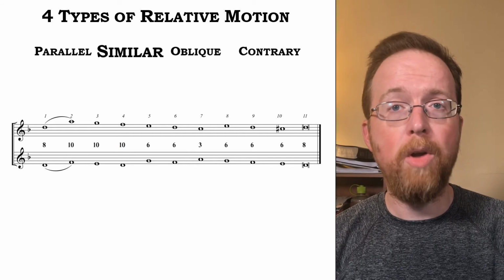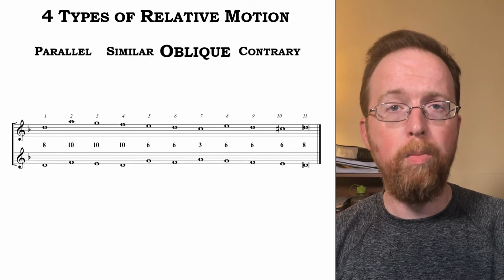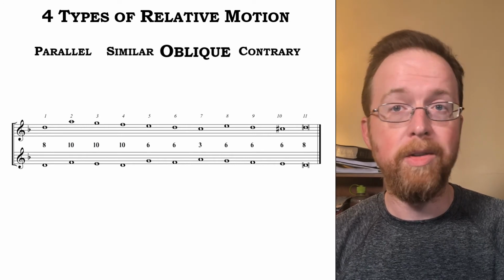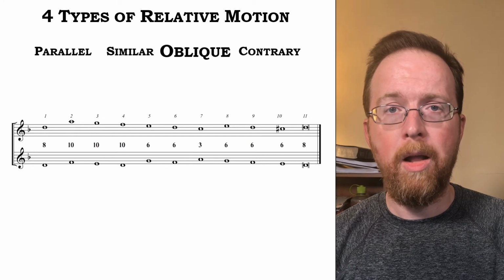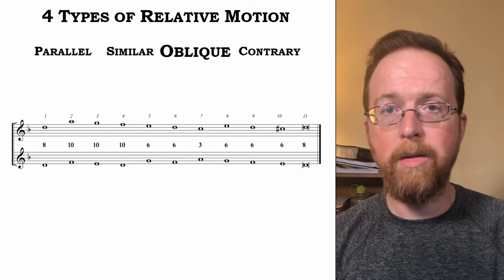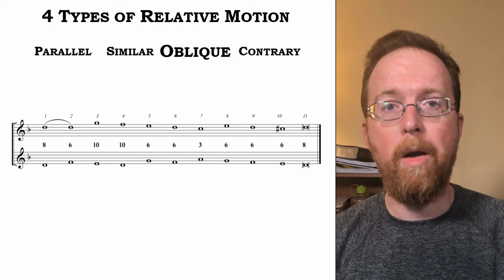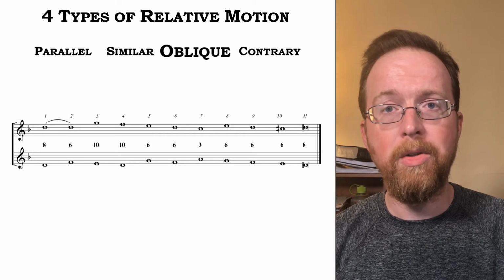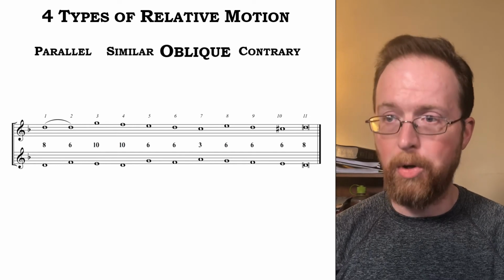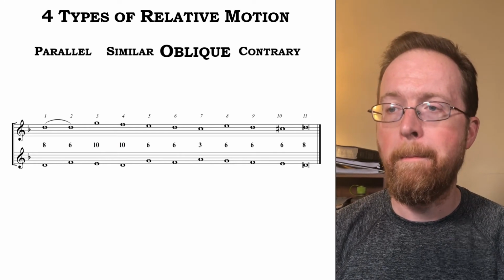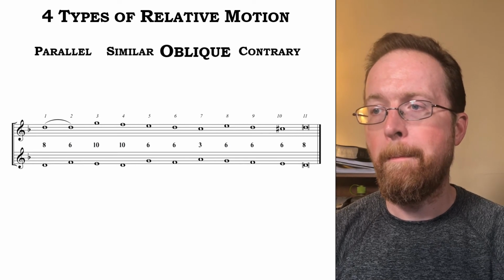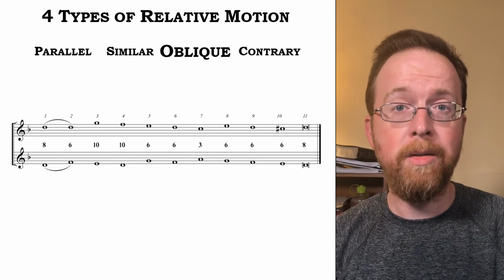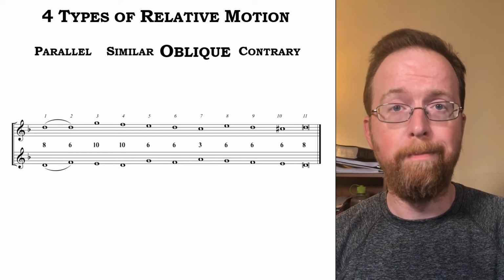The next type is oblique motion. Oblique motion refers to the cantus firmus moving while the counterpoint stays on the same note. I'll have to change the counterpoint a little to create oblique motion. There. Now, at the beginning of the counterpoint, the first note is tied over into the second note, creating static motion. Since the cantus firmus moves and the counterpoint doesn't, this is called oblique motion.